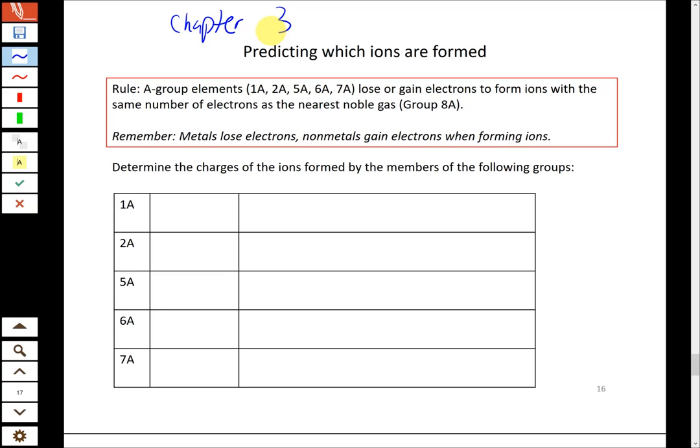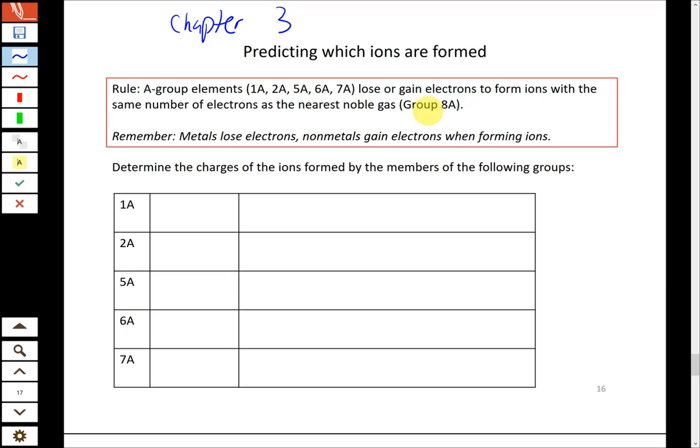All right, so the main group elements are going to lose or gain electrons until they get the same number of electrons as the nearest noble gas. So as we said, the noble gas configuration is the most stable configuration you can have. And so when you're forming an ion, the element is either going to lose electrons until it gets to the noble gas, or it's going to gain electrons until it gets to the noble gas configuration. That'll allow you to predict how many electrons it will lose or gain.